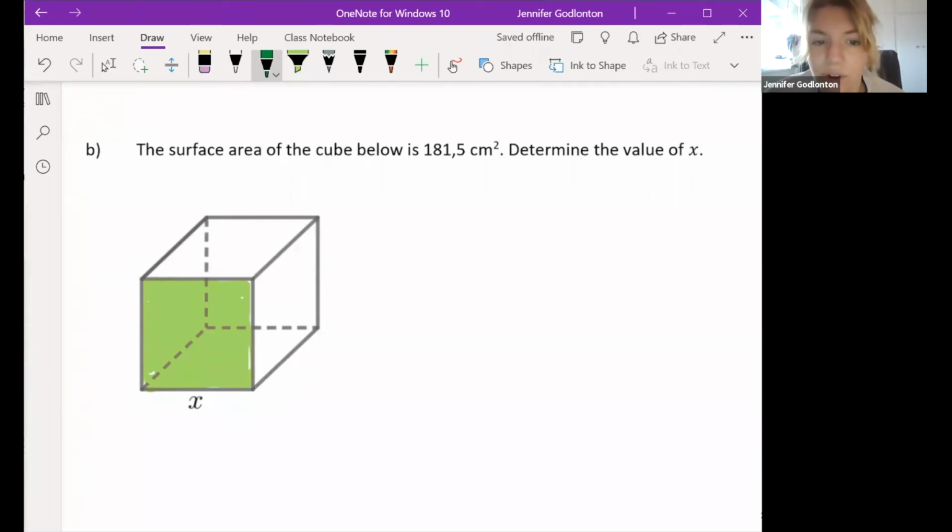So this is a cube. It tells you what one of its sides is. How would I work out the area of that green square?